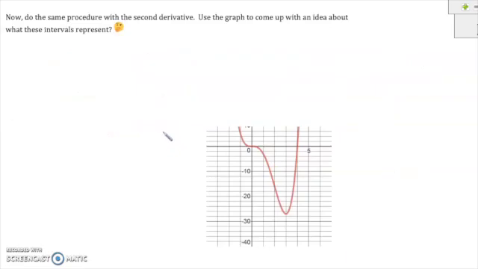If we look further on in the note sheets, it says now do the same procedure with the second derivative. Use the graph to come up with an idea about what these intervals represent. All right, so let me go back.